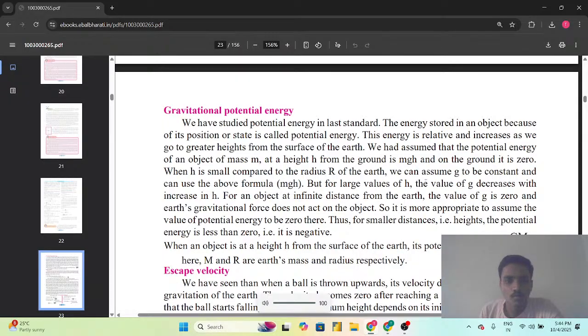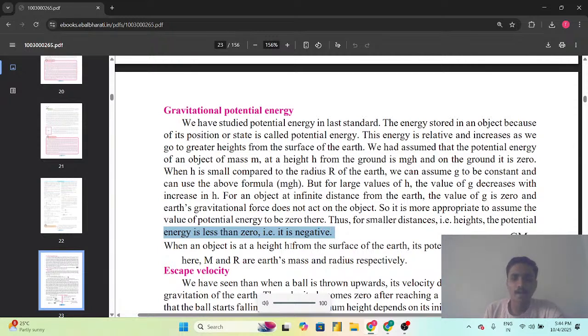But for larger values of h, the value of g decreases with increase in h. So for an object at infinite distance from the earth, the value of g is 0 and the earth's gravitational force does not act on the object. So it is more appropriate to assume the value of the potential energy to be 0 there. Thus for smaller distances, that is height, the potential energy is less than 0. That means it is negative.